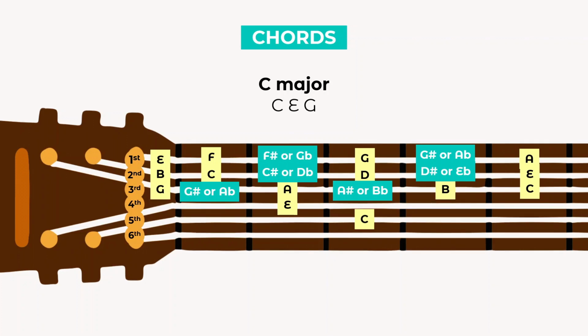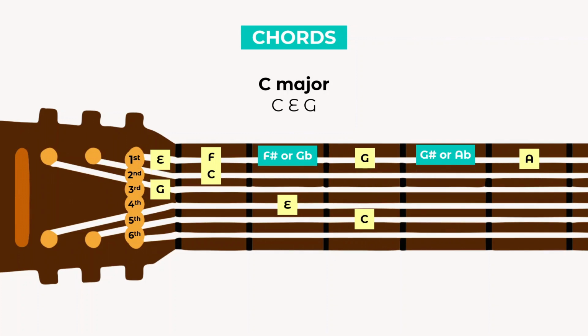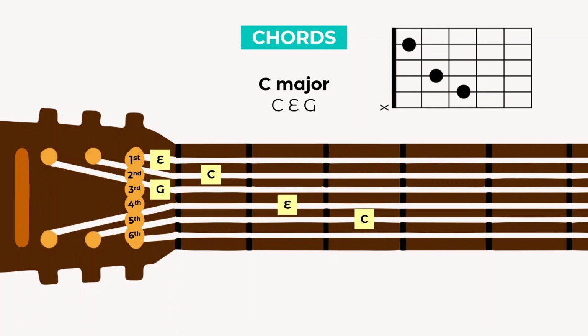Then, on the third string, we have the G note without having to push on any frets. On the second string, we have C note on the first fret. And on the first string, we have E note without having to push any fret. That is why the chord diagram of C major usually looks like this.